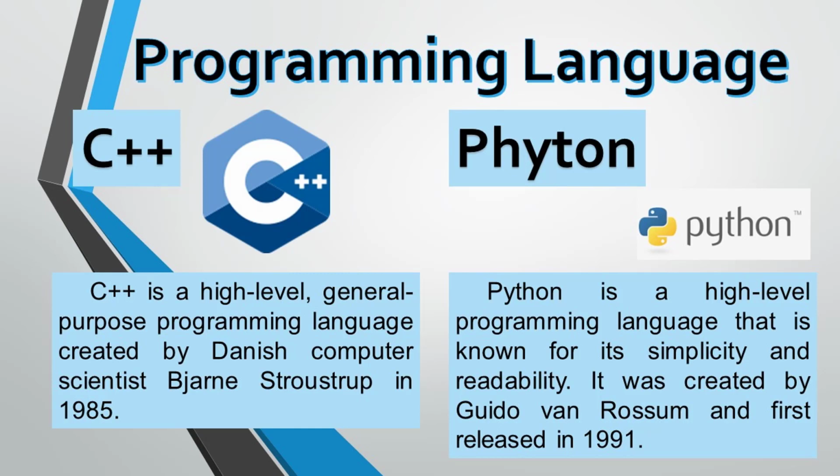available. C++ is a high-level general-purpose programming language created by Danish computer scientist Bjarne Stroustrup in 1985. Python is a high-level programming language that is known for its simplicity and readability. It was created by Guido van Rossum and first released in 1991. We will implement the numerical method techniques, forward divided difference and Richardson's extrapolation, on this programming platform. We will implement the numerical method technique, 3/8 Simpson's rule, on the C++ programming platform.